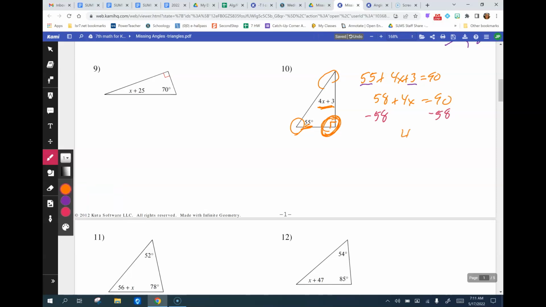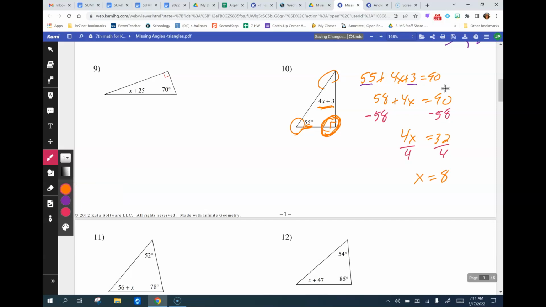So I get 4x is equal to, oh man, I wish I had a calculator. So that'd be 232. Is that what you got? Good. Now what are we going to do? We have multiplication, so we're going to divide by 4, and we get x is equal to 8.